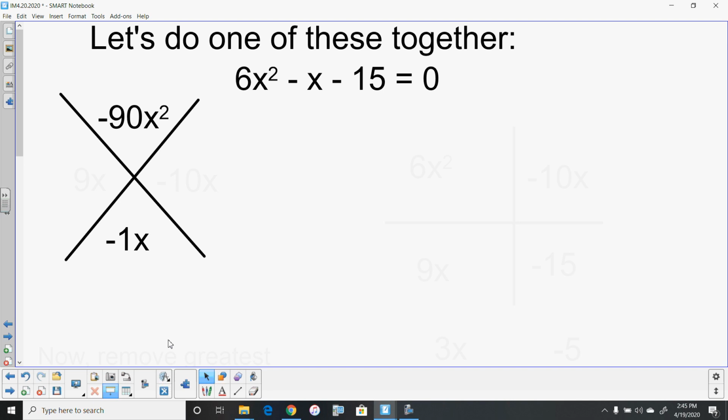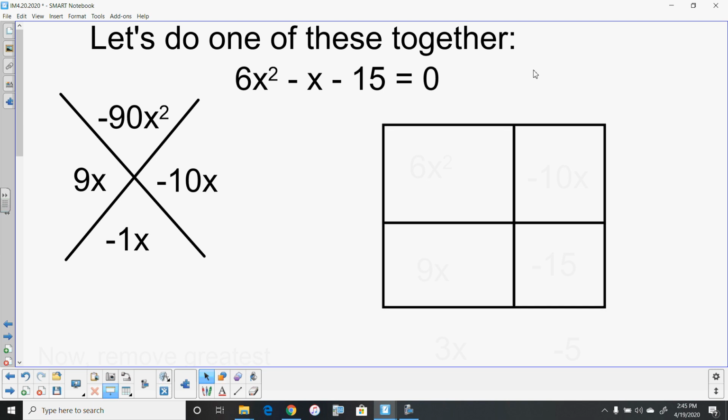Remember, the way the diamond problems work is I'm looking for two numbers that satisfy two things. They multiply to the thing in the top, the negative 90x squared, and they add up to negative 1x. They're always going to have an x if we do it this way. The two factors we get are positive 9x and negative 10x. That's going to multiply to the top, and that's going to add up to the bottom.